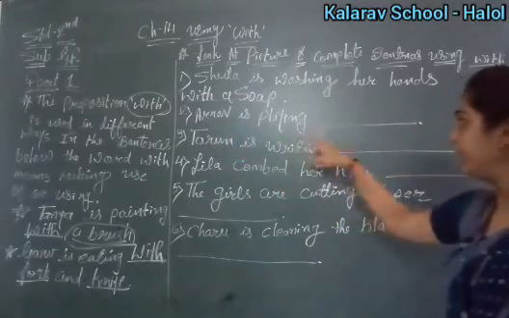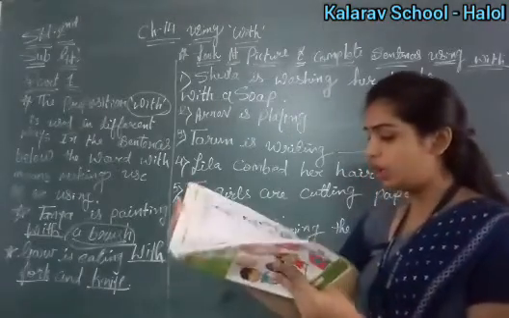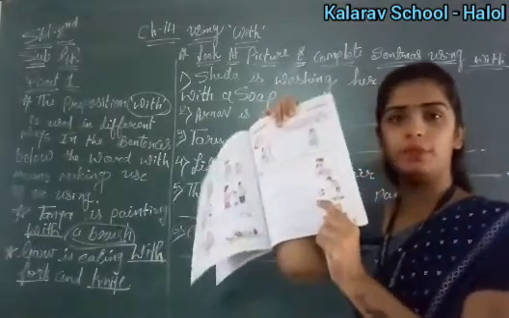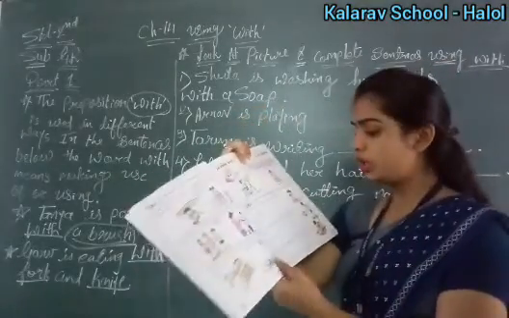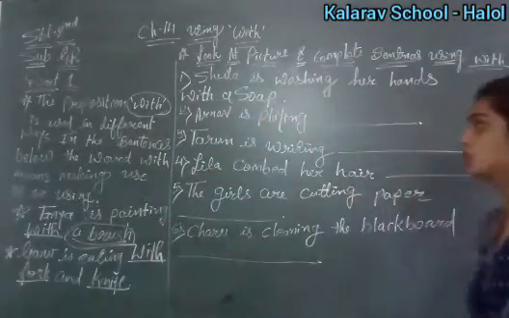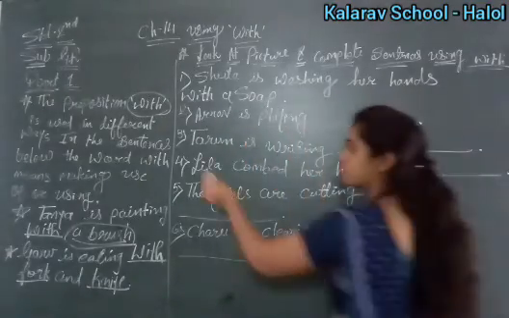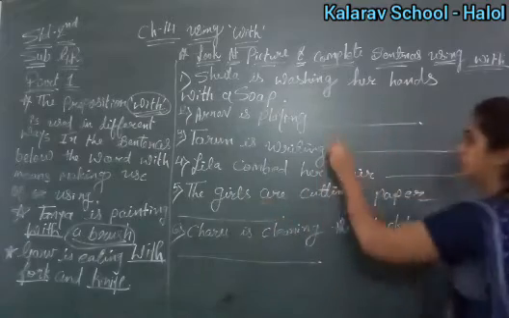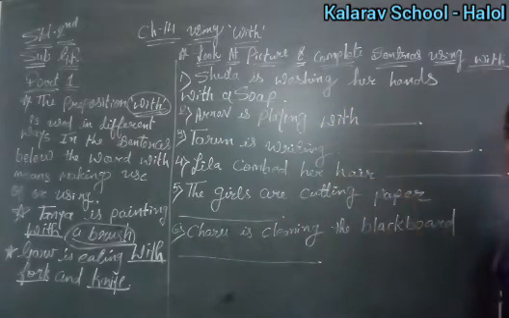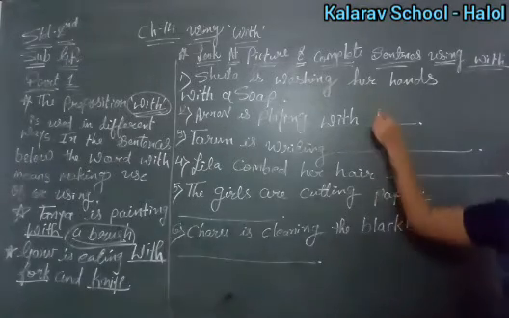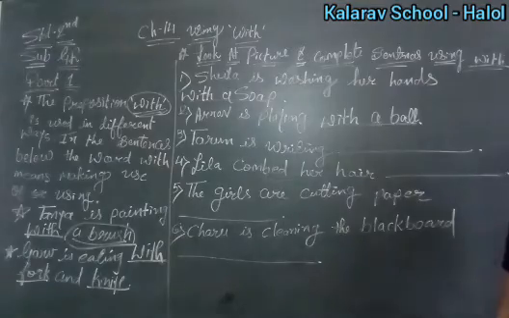Now see second number. Arnav is playing, then it is given dash. We have to complete. Now see what Arnav is doing. What is the boy doing in the second picture? See, he is playing, right? So with the ball he is playing. So Arnav is playing. Now what will we add? Which preposition? With. Now with what is he playing? He is playing with a ball. Understood how we will write?